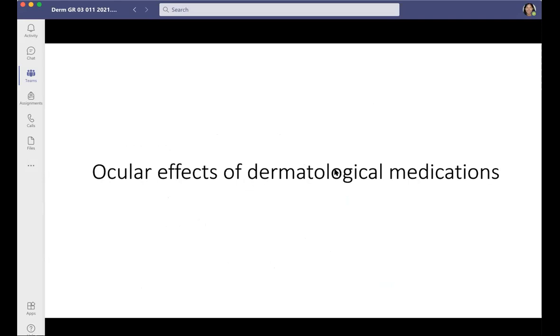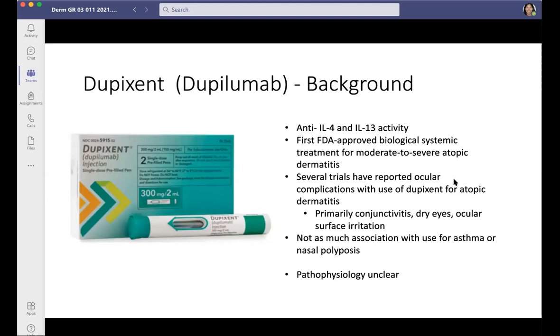So we'll just dive right into some of the dermatologic medications that can have ocular side effects. I know one that the chief residents mentioned was of particular interest was Dupixent, or dupilumab. As you all know, this is the first FDA-approved biological systemic treatment for moderate to severe atopic dermatitis. Atopic dermatitis has traditionally been treated with steroids, and this offers a steroid-sparing treatment course.